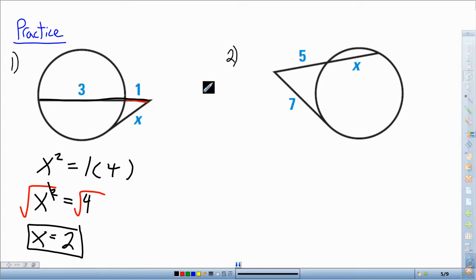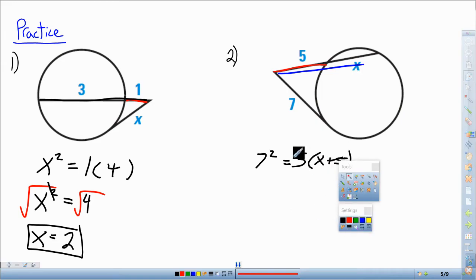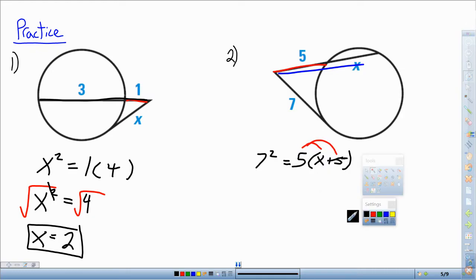Okay, moving over to number 2 here. Again, starting with my tangent line, I'm going to square that. So 7 squared. Moving over to my secant line, the outer segment, 5 times the entire secant line, x plus 5. All right, so yeah, let's do a couple things. I'm going to distribute my 5 and I'm going to square my 7. So we got 49 equals 5x plus 25.